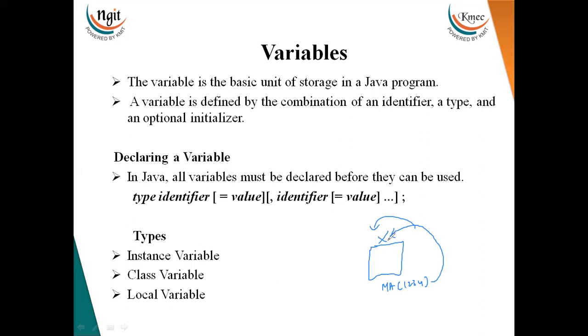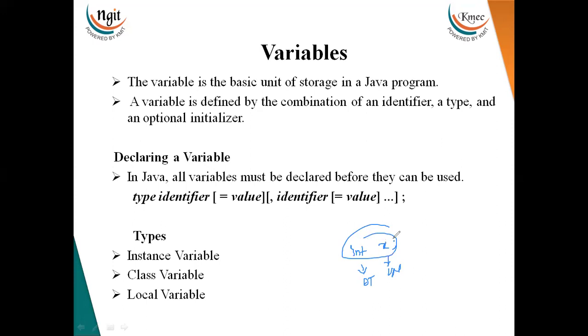Now, this variable can be defined by the combination of an identifier, its type, and an optional initializer. By using these things, we can define the variable. So, sir, how to declare a variable and how to initialize a variable? Here, you need to declare the type of the variable, let's say whether the data type is integer, character, or float, and the variable name. So here I am taking int x. Int is the data type and x is the variable name, right? Now, this is called a declaration, right?